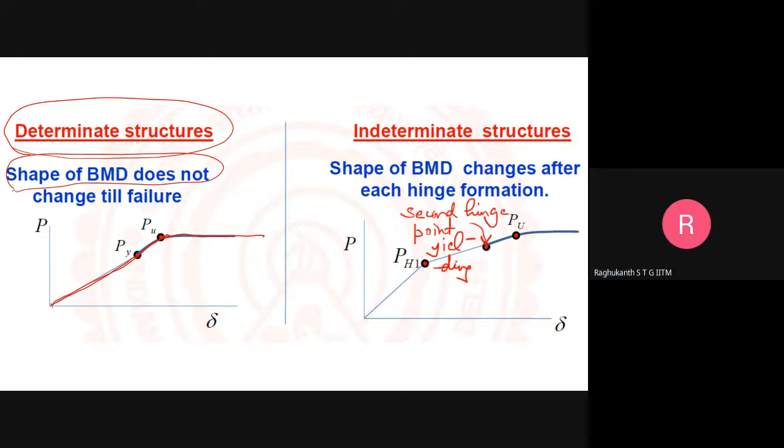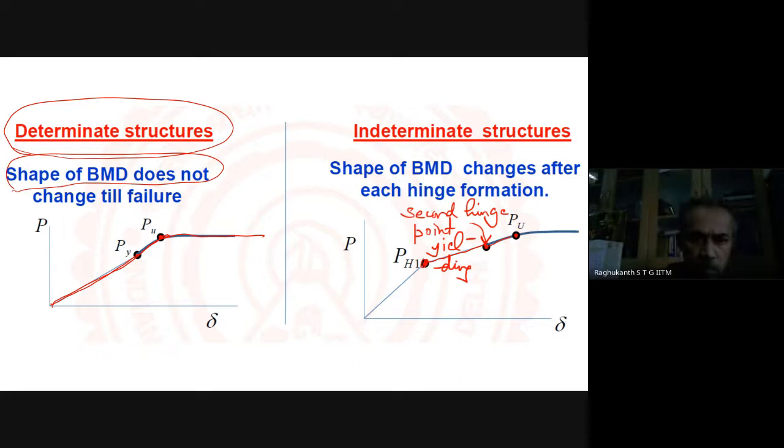But if it's indeterminate structures, what is happening is your bending moment diagram changes. Once one hinge forms, like in a propped cantilever that we have seen, it becomes a simply supported beam. The stiffness reduces. So you can see that after one hinge is formed, you will have a different thing, and then after another hinge, another thing will come into the picture. So this is one very important observation which you can make from our analysis.